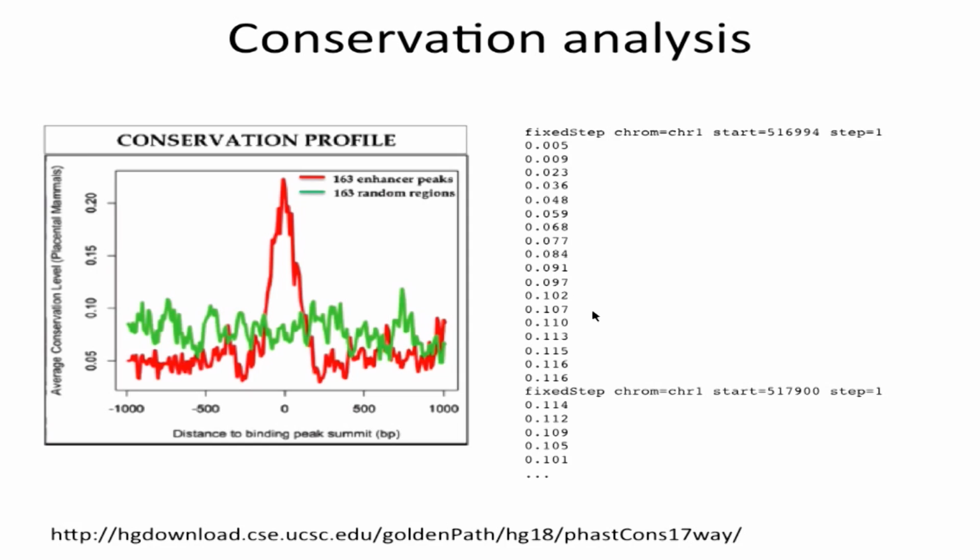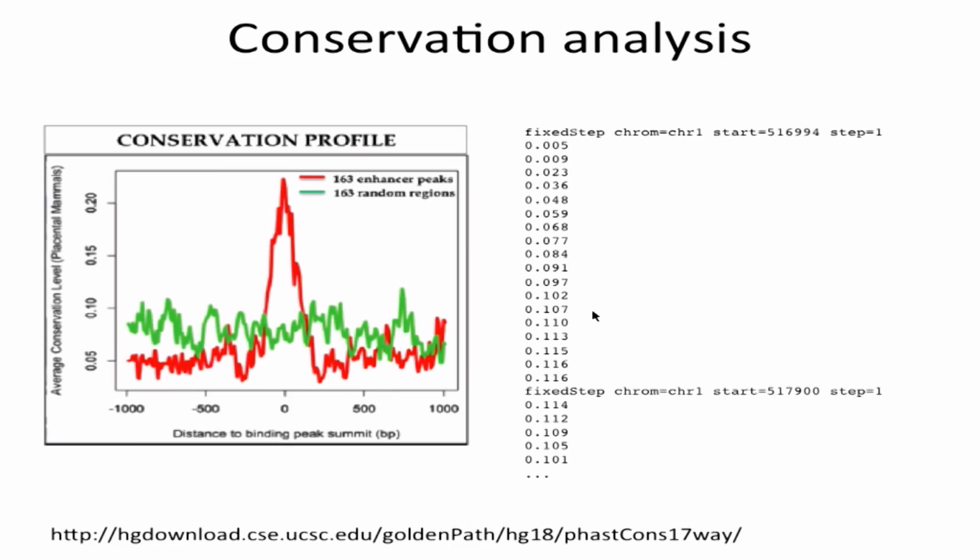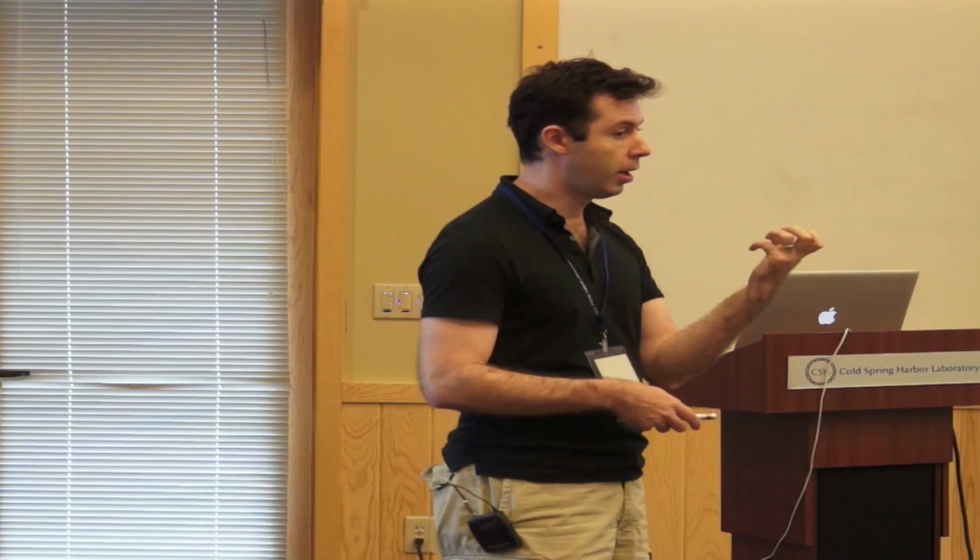So phastCons, you don't have to run the tool. If you go to this address, there's one for hg19 and for mm9, you can download these tracks here that have single nucleotide conservation measures.